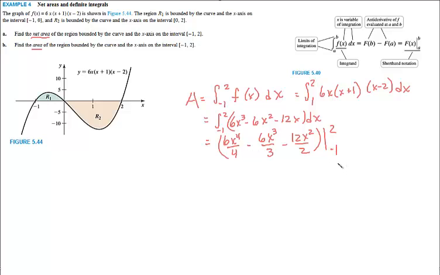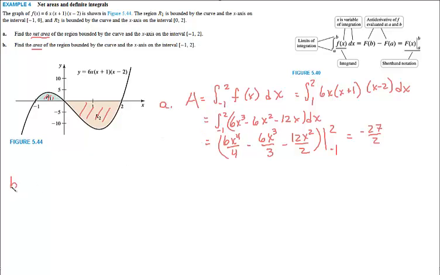Now what I'm going to do is simplify and punch these numbers in and get an area. Okay, I got negative 27 over 2, or 13.5, negative 13.5, whatever it is you want to write. And the reason for this is because I have less above than I do below. There's a bunch more below. So this is the answer to the A part.